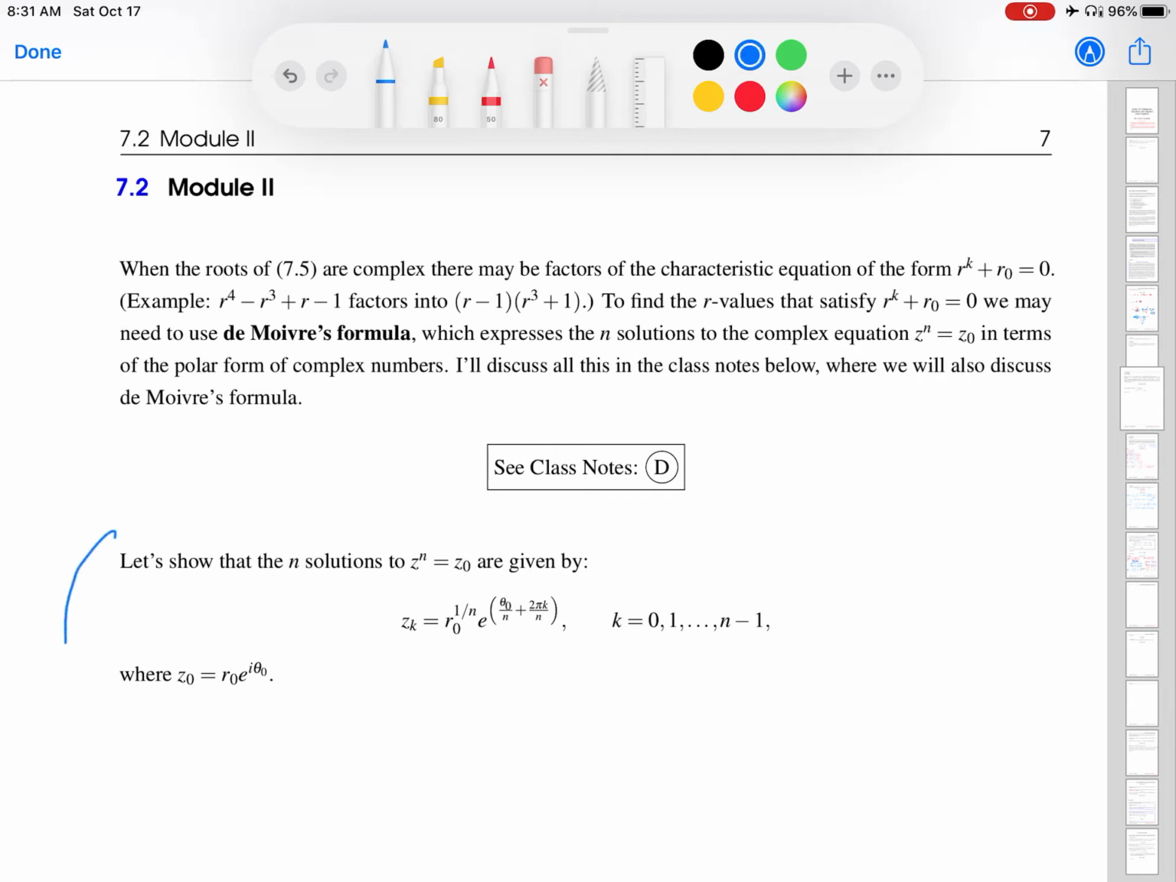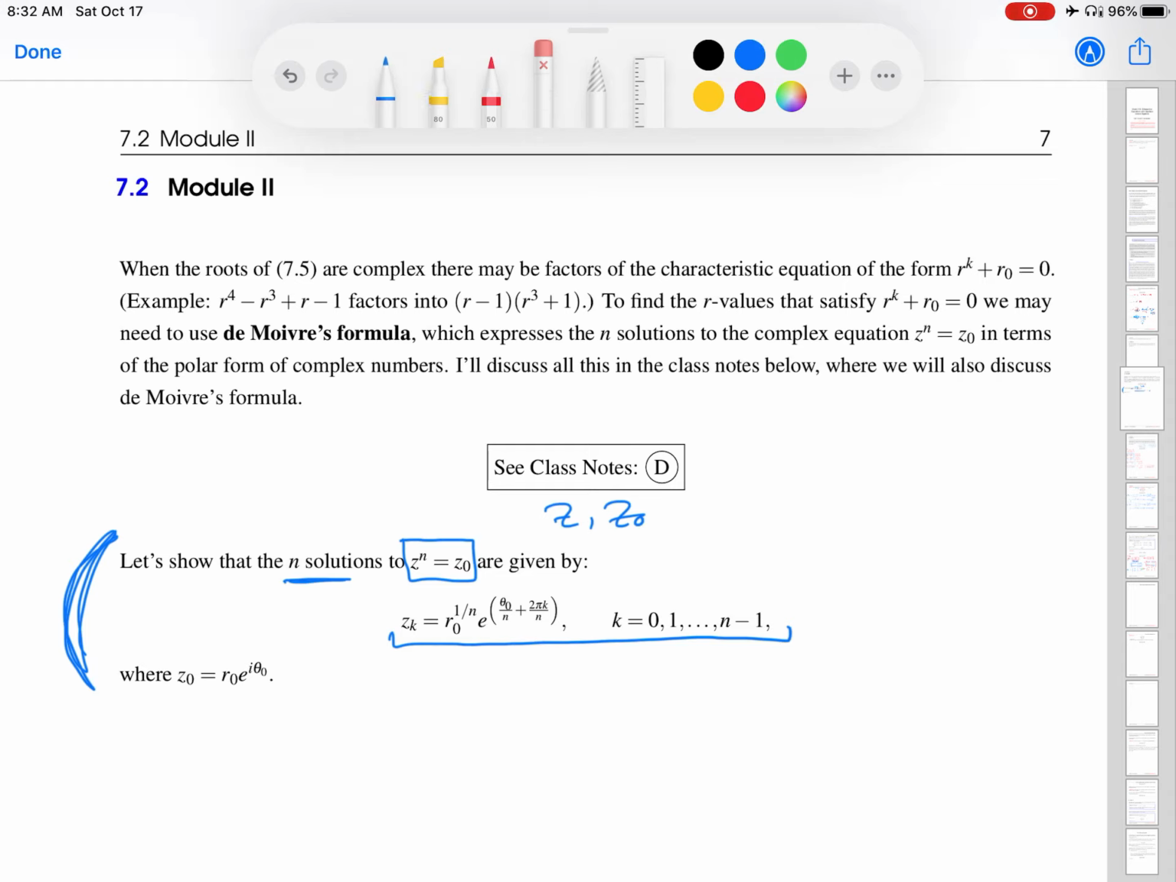So this is one of the endpoints, right? I want to show that the complex formula z to the n equals z sub 0, where z and z sub 0 are complex numbers, that the solutions, in fact, there are n of them, are given by this formula. So there's a lot to digest here.